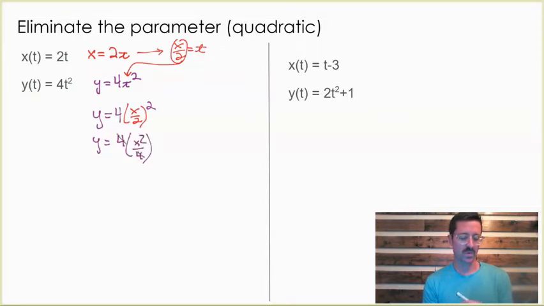And then 4 over 4 cancels. Y equals x squared. So it looks like this is just the parametric form of our quadratic parent function. Now, let's do this one. First, rewrite it without function notation.